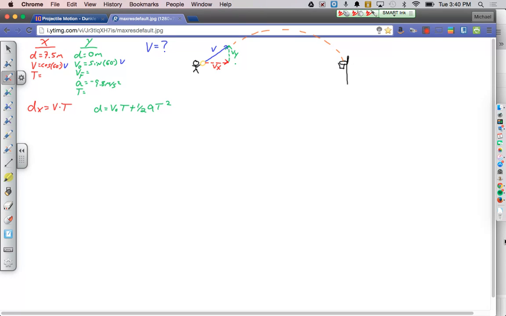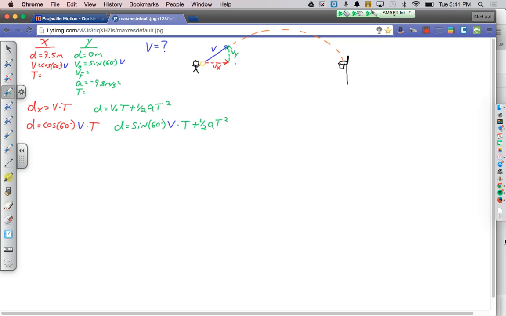So on the left side here, the distance in the X direction is going to equal the cosine of 60 degrees times the velocity multiplied by the time. In the Y direction, D equals the sine of 60 degrees multiplied by the velocity multiplied by time plus 1/2 AT squared.